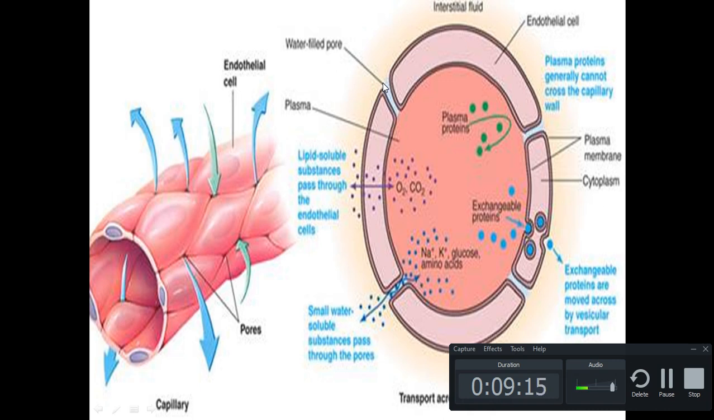Again here you can see this is the endothelial cell, and there are plasma proteins which are not allowed to go out of the interior of the capillary, and then there are small water molecules which can easily pass through these pores, and we can come to that later. Then the lipid soluble substances can easily pass through the cell membrane, crossing it and going to the other side.